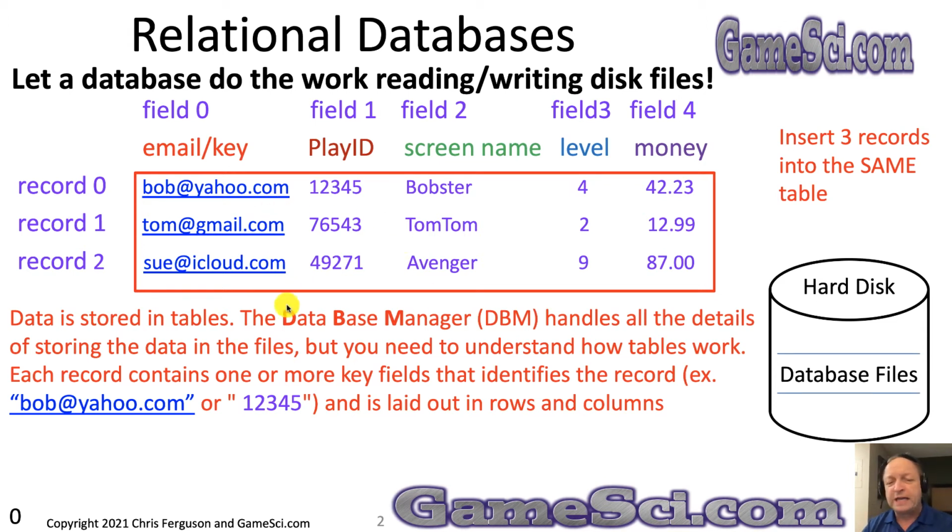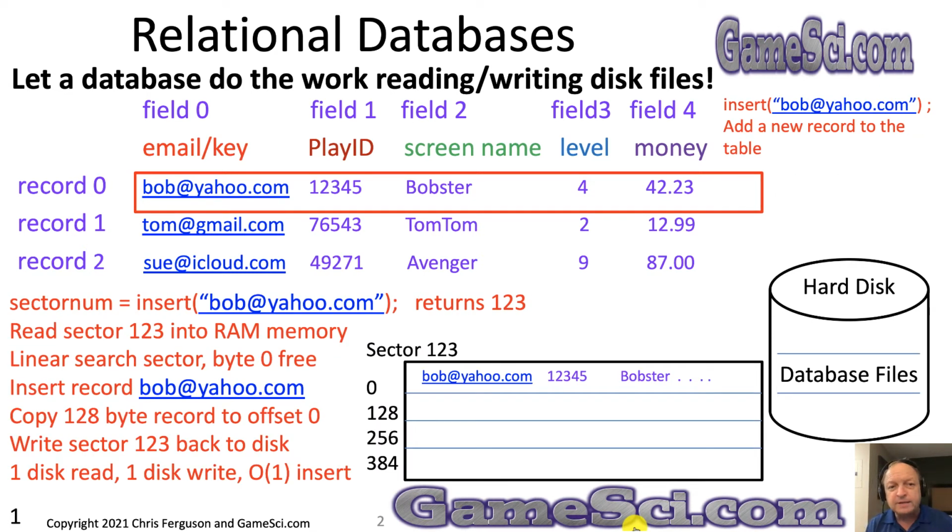Each record contains one or more key fields that identify the record. For example, bob@yahoo.com could be a unique identifier that identifies this user in the database. You could also use something like this player ID field, 12345. If it's unique, that can be used to extract data from the database. And of course, the data is laid out in rows and columns. Each row is one individual entry into our database, one user of our online game, and each column is a piece of information that describes that record. So we see bob@yahoo.com happens to be at level 4 of our game. Get used to this row and column format. We'll be looking at it a lot.